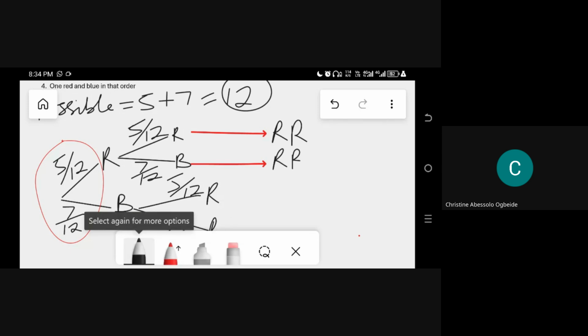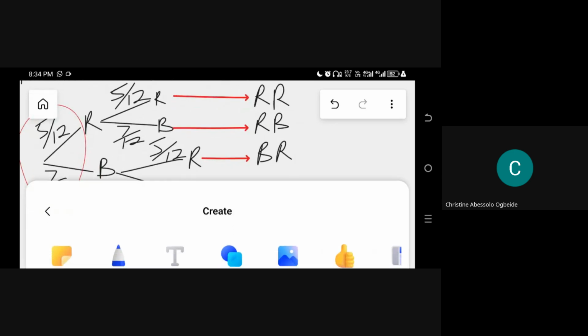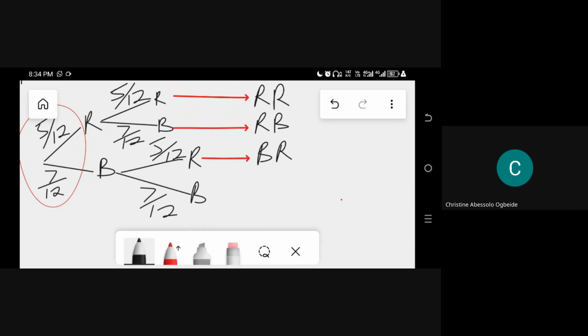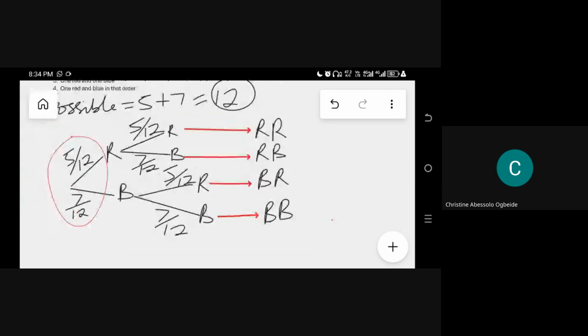So this is red, blue. Then the probability of picking the first as blue and the second as red, that's this. That's the first is blue, the second is red. Lastly, the probability that both of them are blue, then you would be looking at this part. The first is blue, the second is blue. Okay.